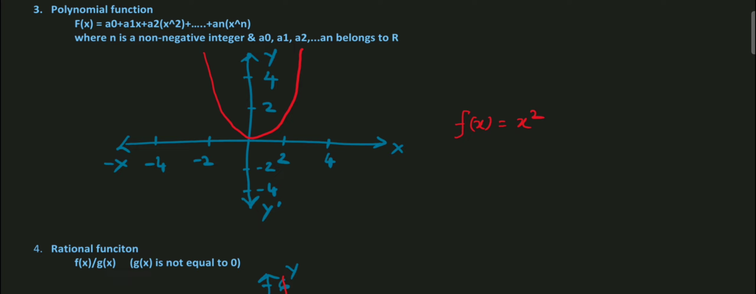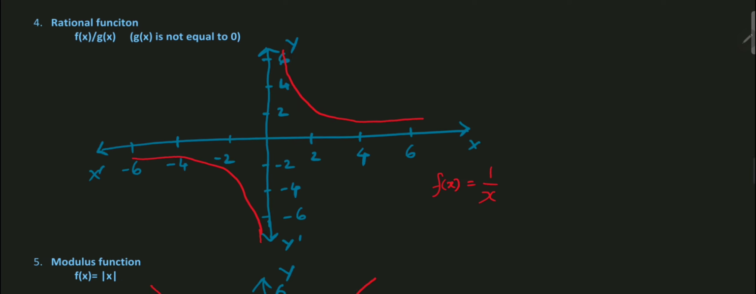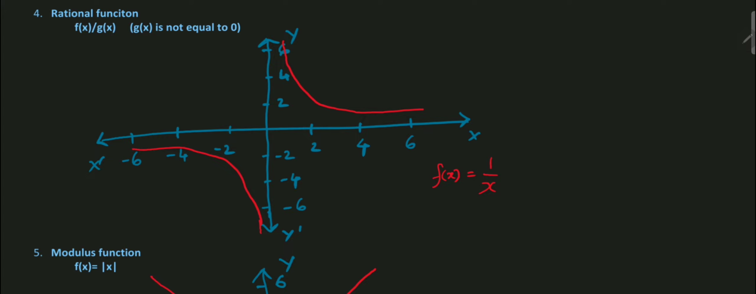Then comes the polynomial function. f of x is equal to a0 plus a1 x plus a2 x square up to an x to the n, where n is a non-negative integer and all the a's belong to real numbers. The visual representation of f of x is equal to x square is shown here. Whatever is x becomes the x-axis and the answer becomes the y-axis. This visualization is for the rational function, where f of x is equal to 1 by x.